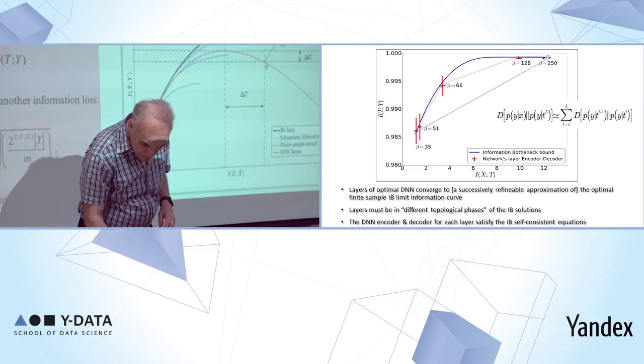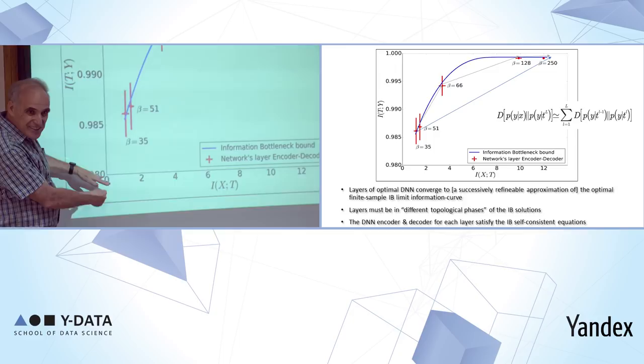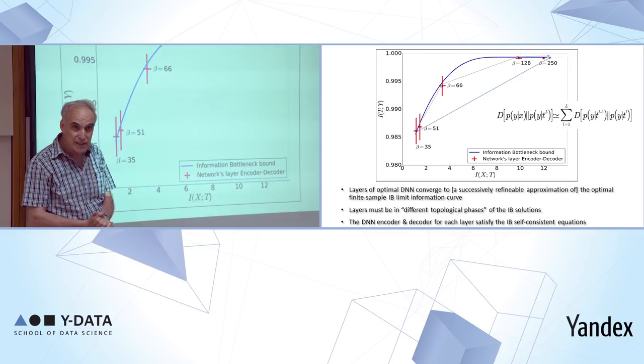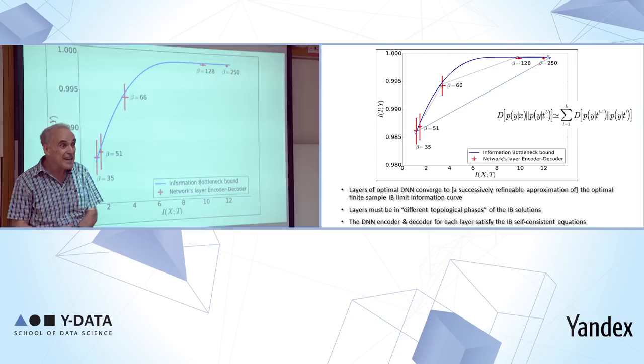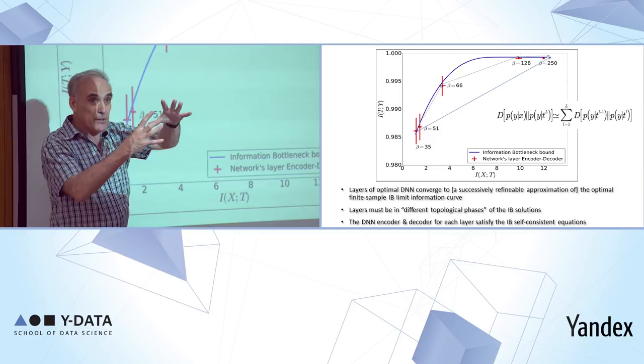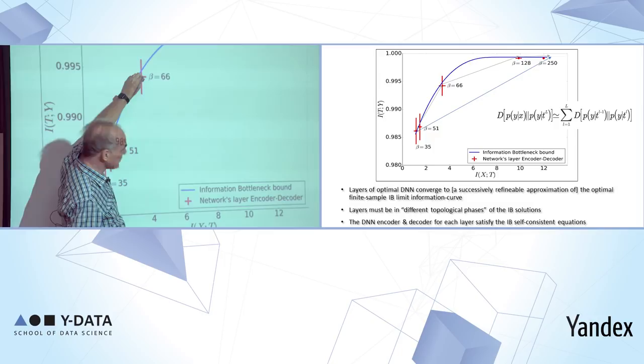Here I stretch just the top of the curve from 0.98 bits to 1, just the very top. And the blue line is this theoretical line, the information bottleneck line. And the red crosses are just the layers. So remember, we did it 100 times. So there's a little scatter, and the scatter is what we call finite size effects. When the problem becomes much larger, these error bars will shrink eventually, and will be below the line. But you see that they're very, very close to the optimal line.